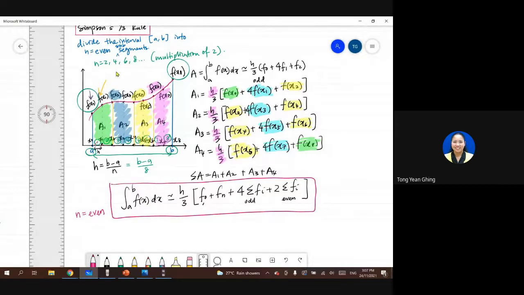So far okay or not? Class, okay or not? Semua okay? Are you still with me? Ada yang terkeluar? Okay. Okay, thank you, Ken.